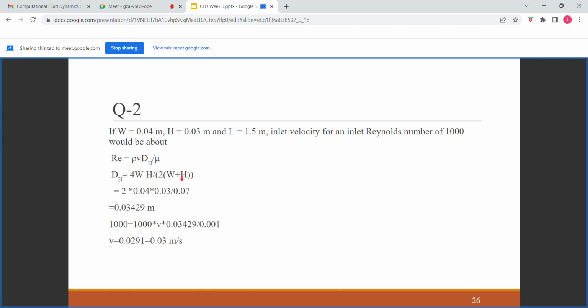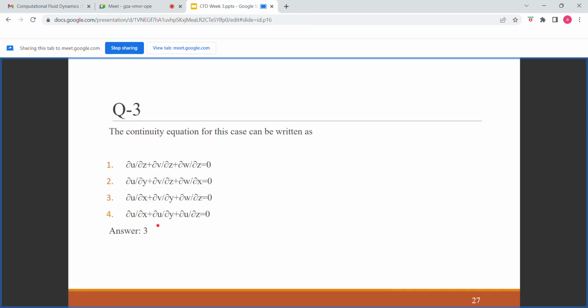So substituting this in the formula and substituting the values, we get the dH, and here the Reynolds number would be Re is equal to rho v dH by mu. So substituting this dH in here, we get V is equal to 0.03 meter per second. The continuity equation for this case of flow through a rectangular duct would be dou u by dou x plus dou v by dou y plus dou w by dou z is equal to 0.